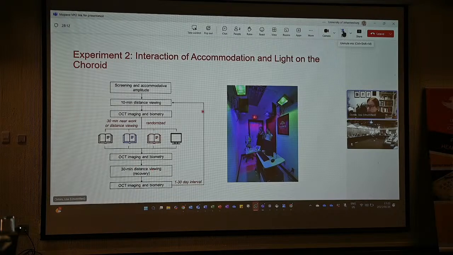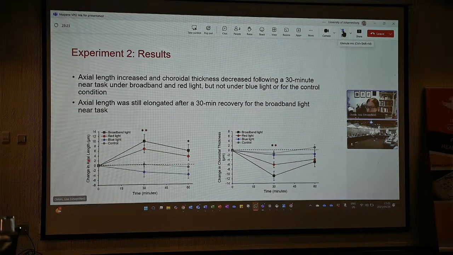And it was the same participants that came back 4 times, all 4 conditions in a randomized order, and at the same time of day. So moving on to those results, in the graph we can see change in axial length or change in choroidal thickness after the 30-minute near task and after 30 minutes of recovery.